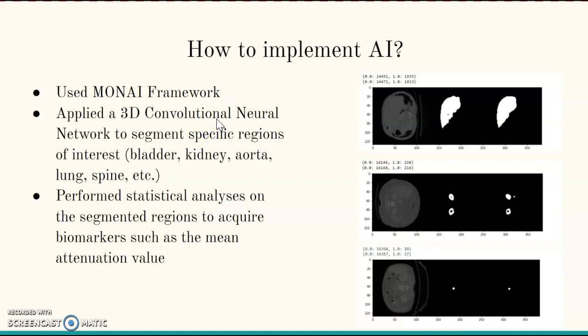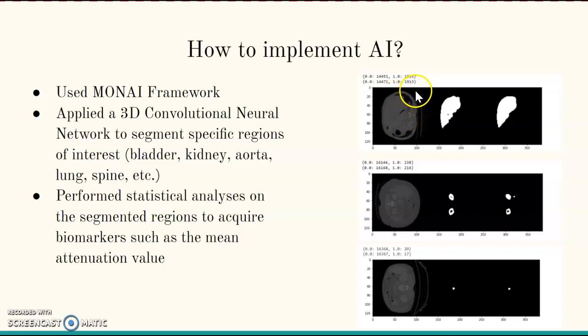So, how did our lab implement AI? Well, we used the MONAI framework, which is specifically used for creating healthcare image training workflows. We applied a 3D convolutional neural network to segment specific regions of interest, such as the bladder, kidney, aorta, lung, spine, etc.